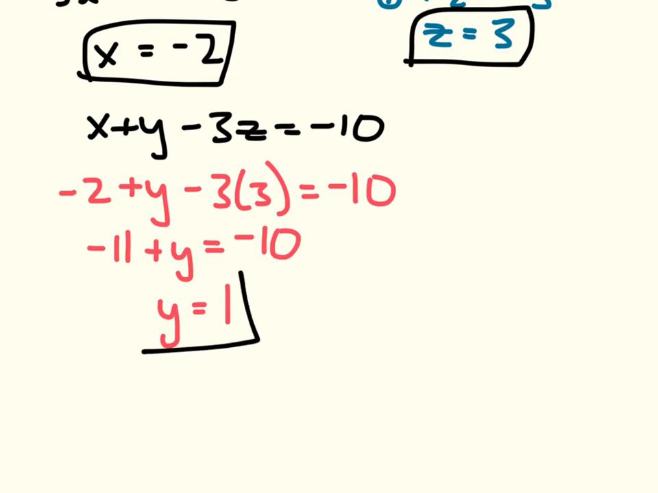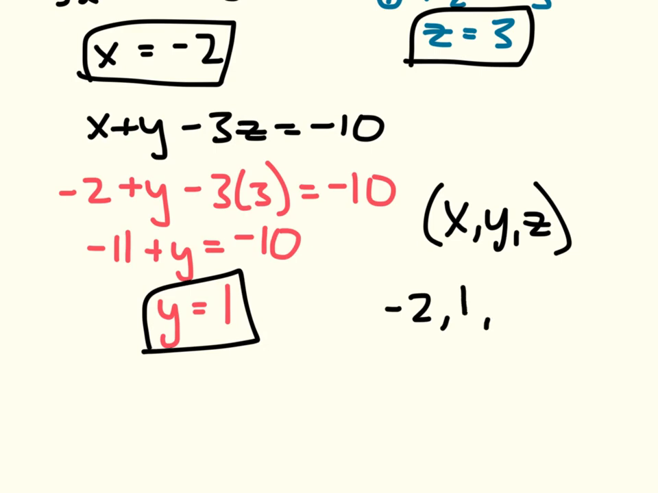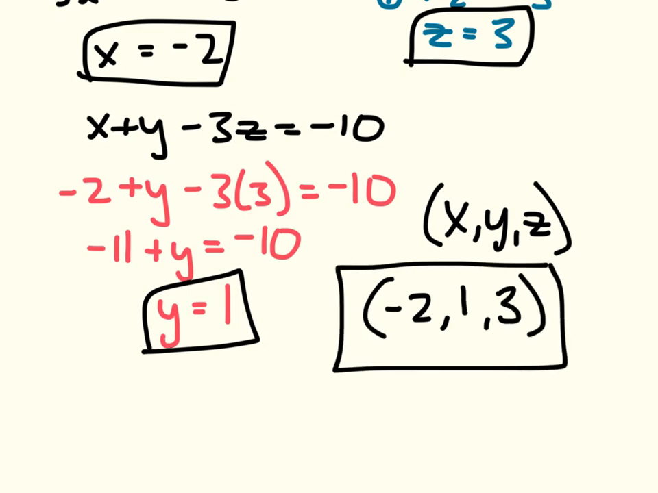So now I've got x, y, and z. But I want to write this as an ordered triple. That's the last step. So it would be negative 2, 1, 3. That's where these three planes intersect.